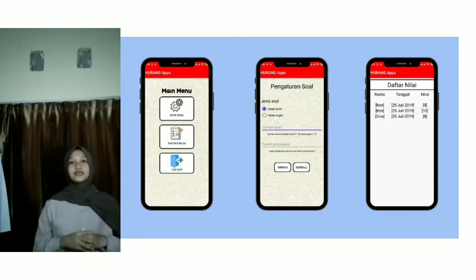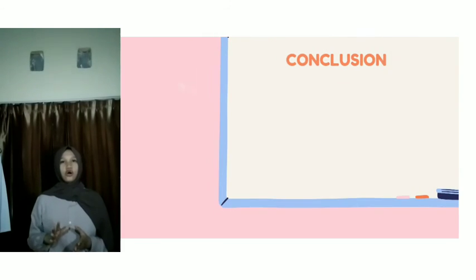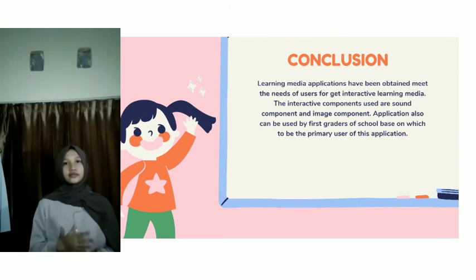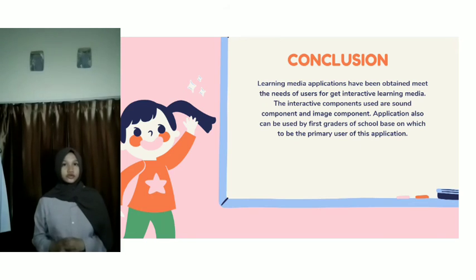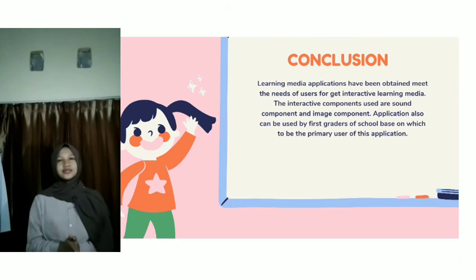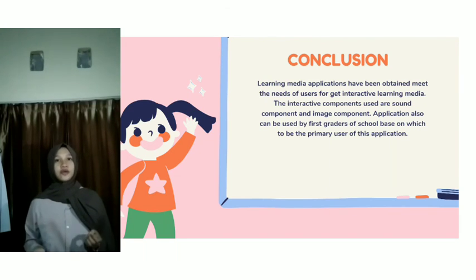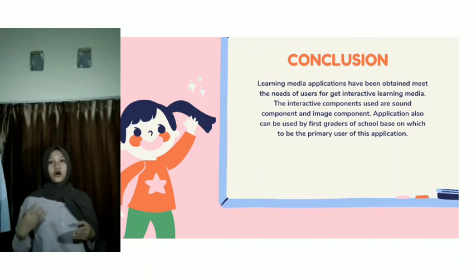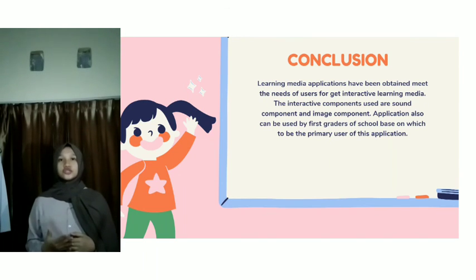In this last slide is the conclusion of the explanation of the article I chose, with the theme Design of Thematic Interactive Learning Media Applications for Elementary School based on Android. A learning media application has been obtained to meet the needs of users for interactive learning media. The interactive components are the sound component and the image component. The application can also be used by first graders of elementary school, who are the primary users of this application.